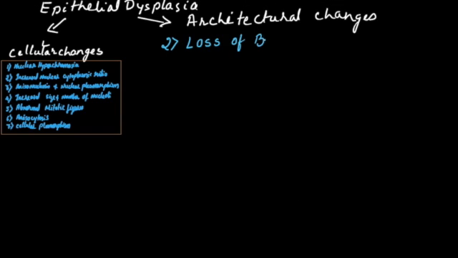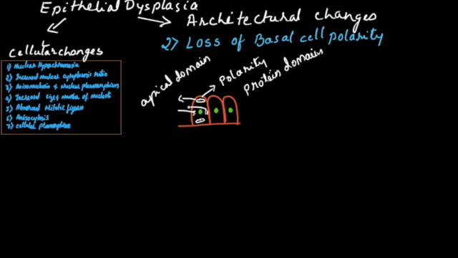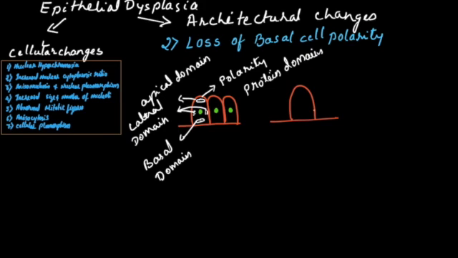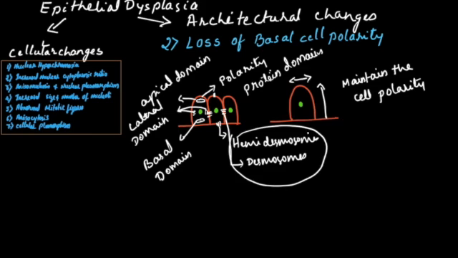The second architectural change is the loss of basal cell polarity. It's a very interesting concept to understand. The basal cells stand perpendicular to the basement membrane, that we all know. This is maintained by polarity proteins, which have particular domains. The apical portion has the apical domain, on the lateral side are the lateral domain proteins, and in the basal region are the basal domain proteins. And these give polarity to this basal cell, so the directionality. Along with that, hemidesmosomes and desmosomes give polarity.